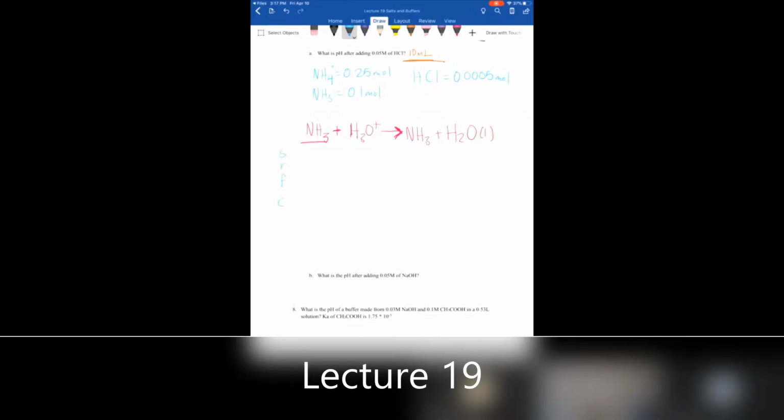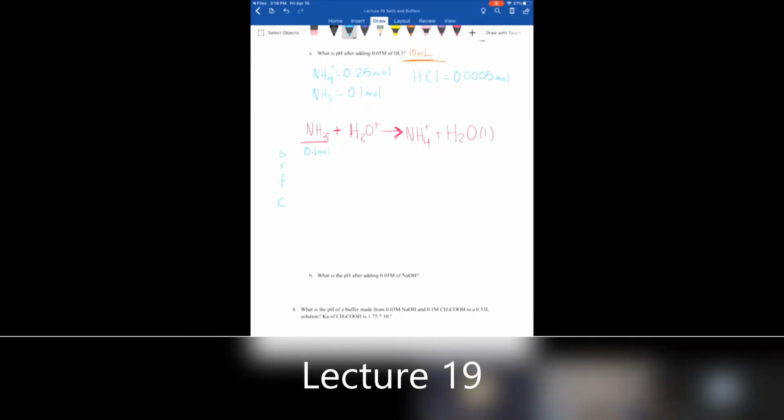F and then C. Okay, so what are your moles of NH3? 0.1. Okay, so 0.1 mole. And, oh, I wrote NH3 twice. That is my bad. NH4 plus. Okay, and what about your H3O plus? That's the HCl moles, right?